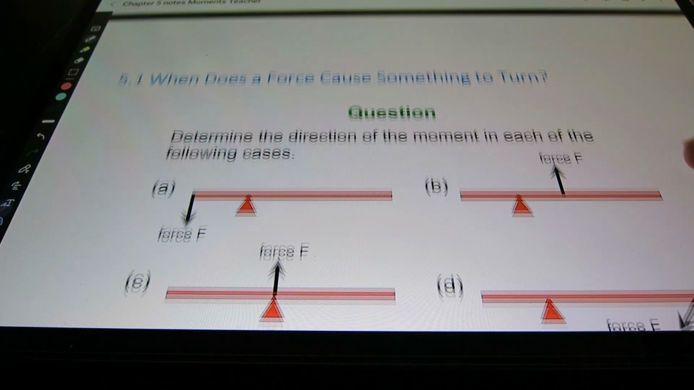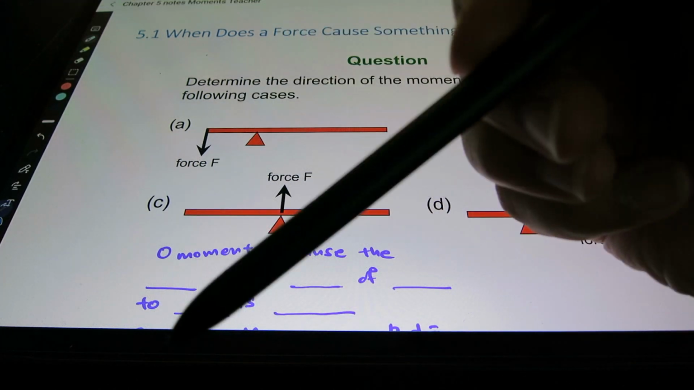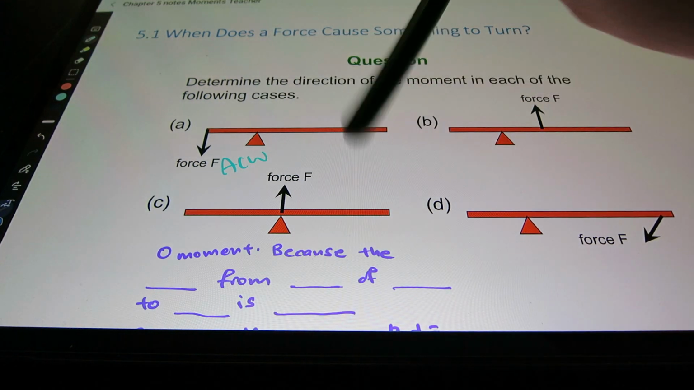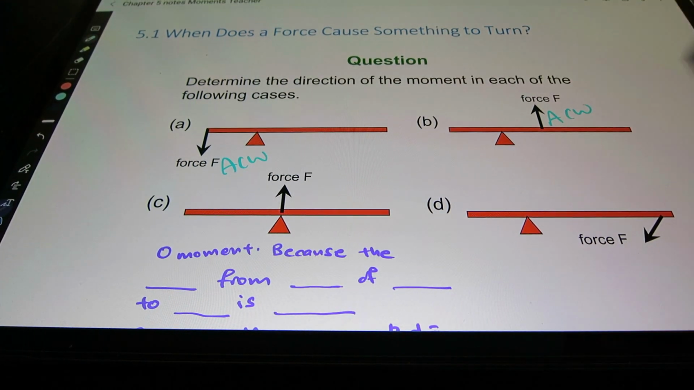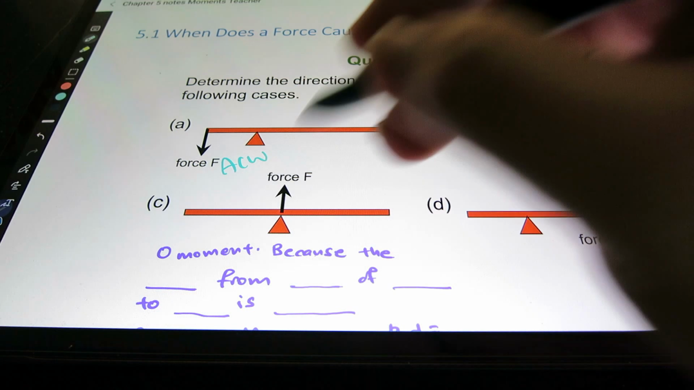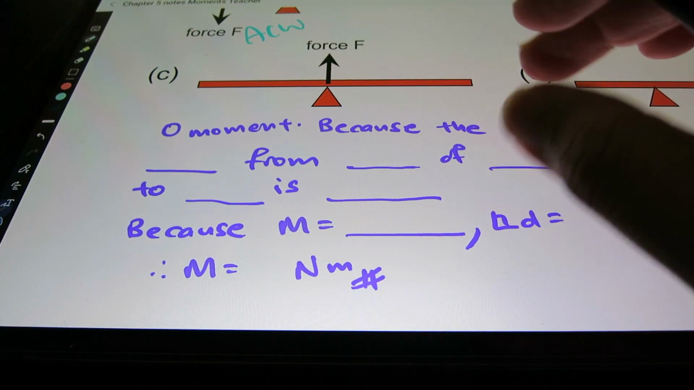Alright, so let's run through again some examples. This force will cause this object to turn in this way. This is the anti-clockwise direction. This fellow will cause it to turn this way. This is also the anti-clockwise direction, and this is the clockwise direction. Again, this one is acting on the pivot, which means there's actually 0 moment. So how do you explain why there is no rotation, or rather why there is no turning effect?